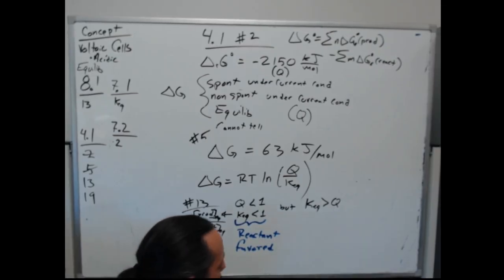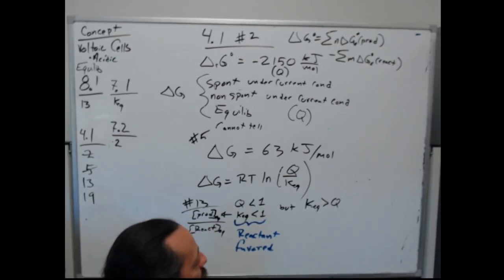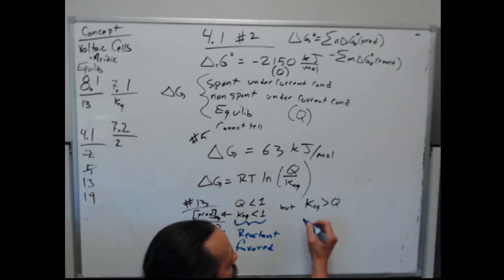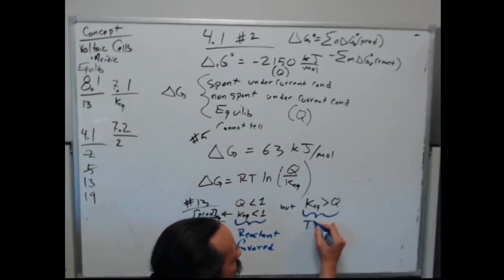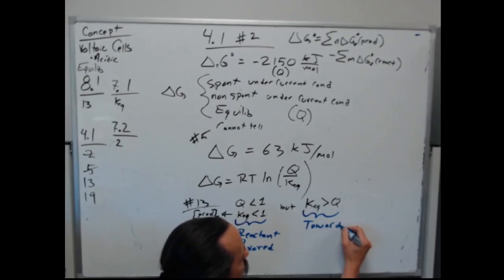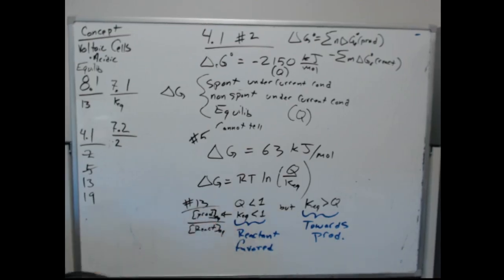So this tells me that even though this is going to be a reactant favored thing, this bit of information tells me I'm going to go towards product still. Because my KEQ is bigger, that means my Q doesn't have enough products yet. So even though it's reactant favored, it's still going to go towards products. And that's how those two things are subtly different, even though we tend to group them in our heads.